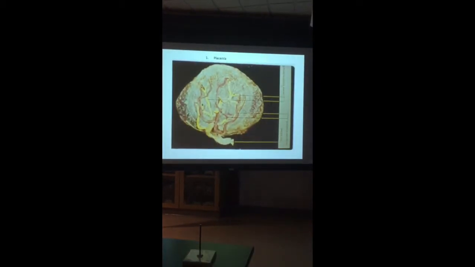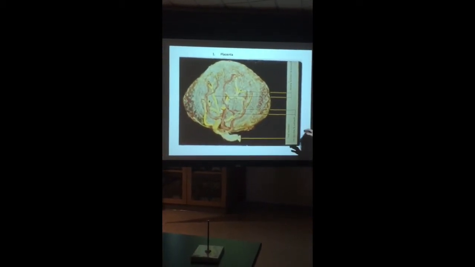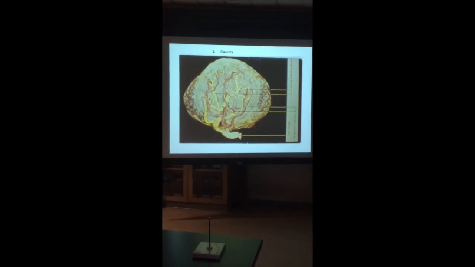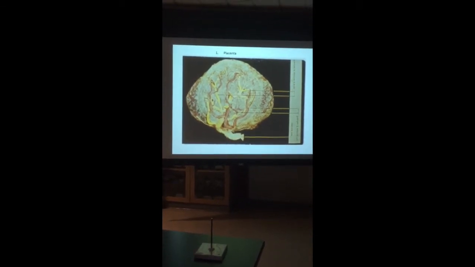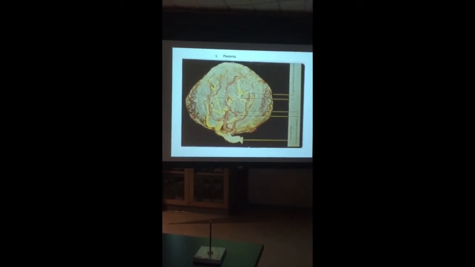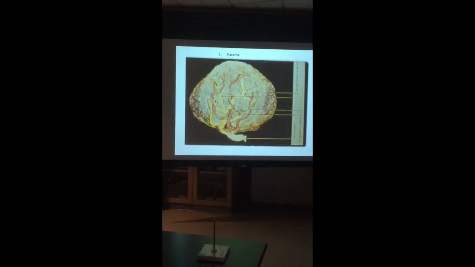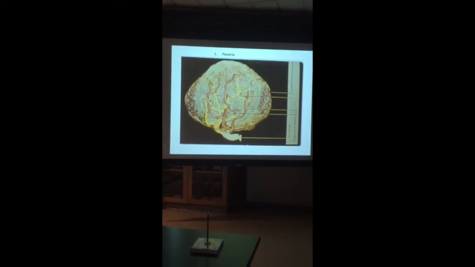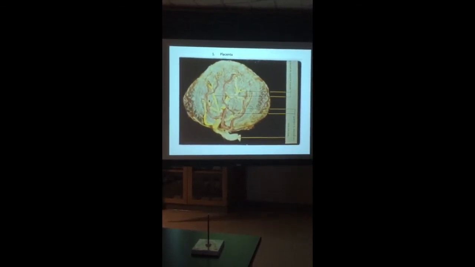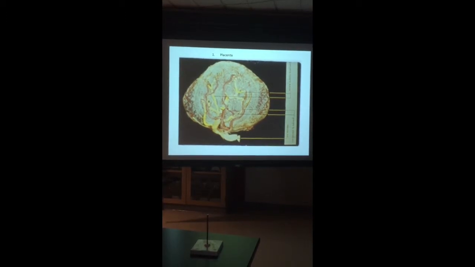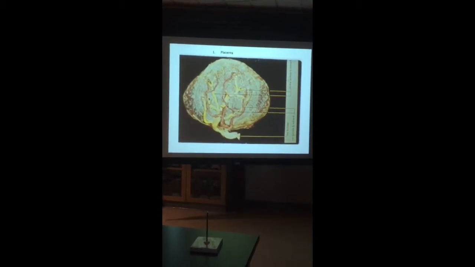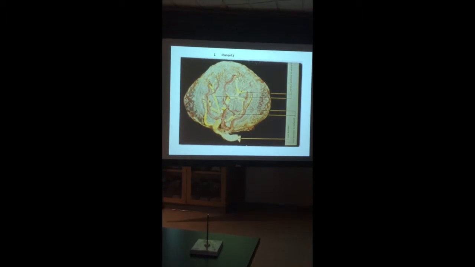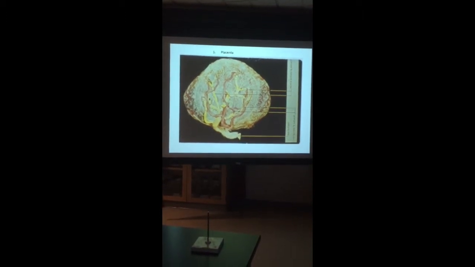Okay? This is the placenta. Remember that the placenta is opposite than in the rest of the body, so the arteries have deoxygenated blood and the veins have oxygenated blood. And the placenta is where the baby's blood and the mother's blood are right next to one another near the chorionic villi, but don't actually mix.